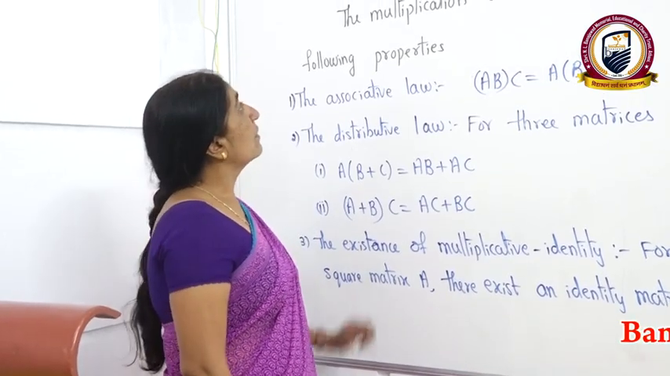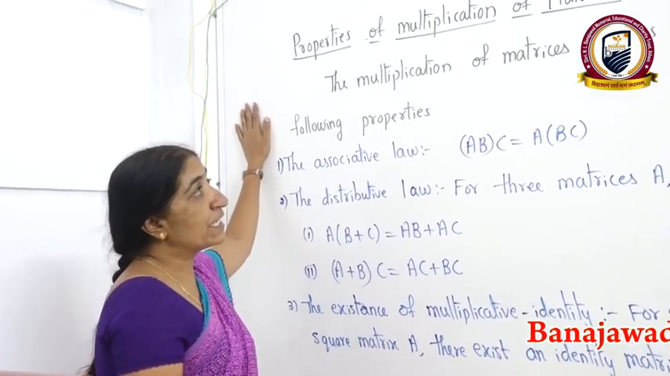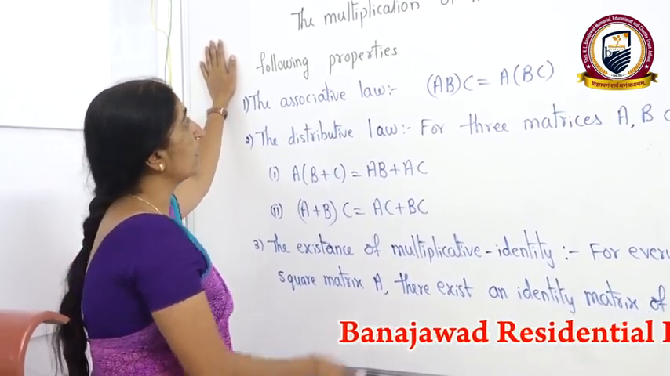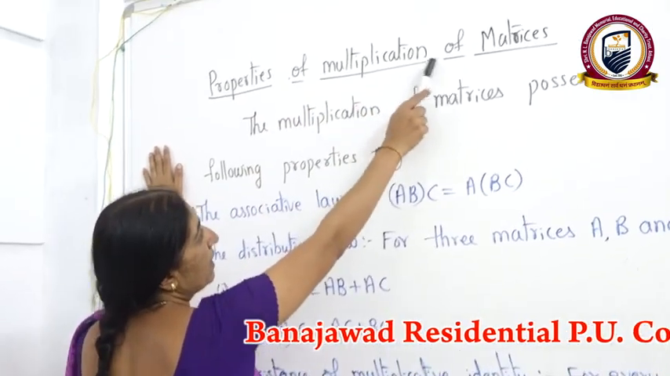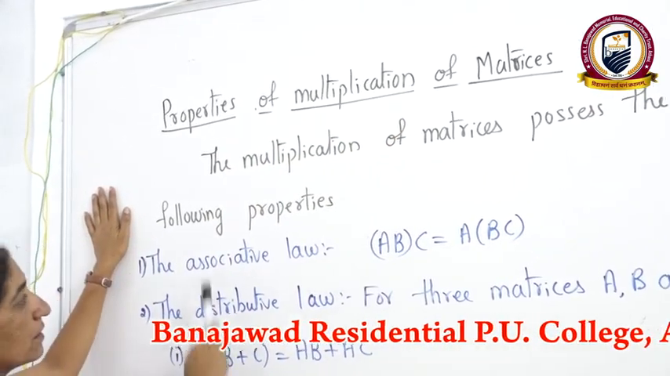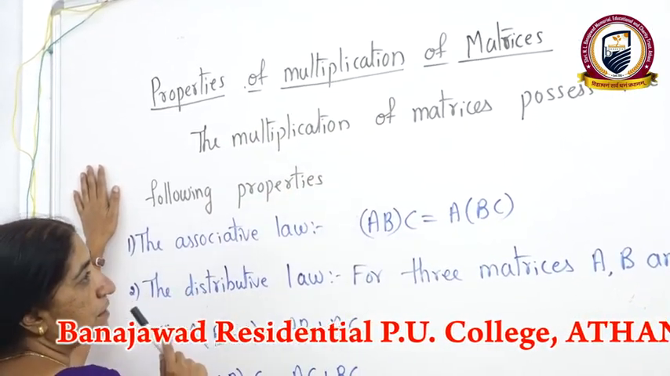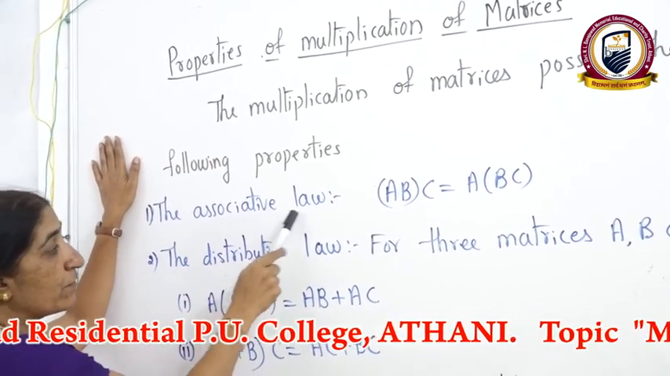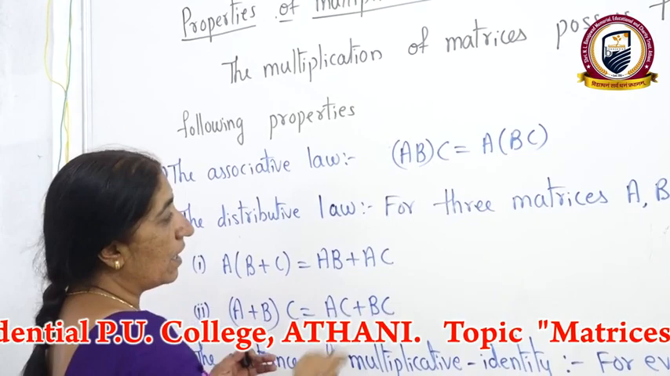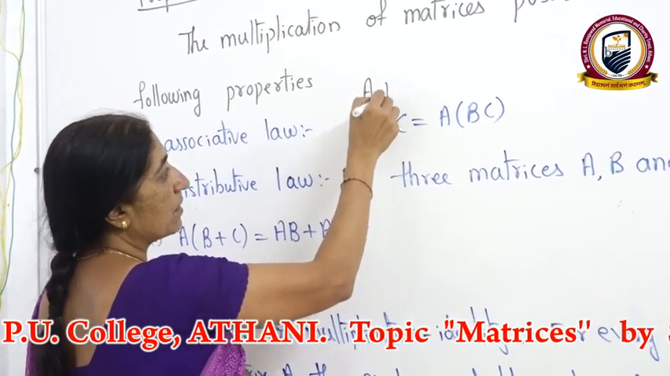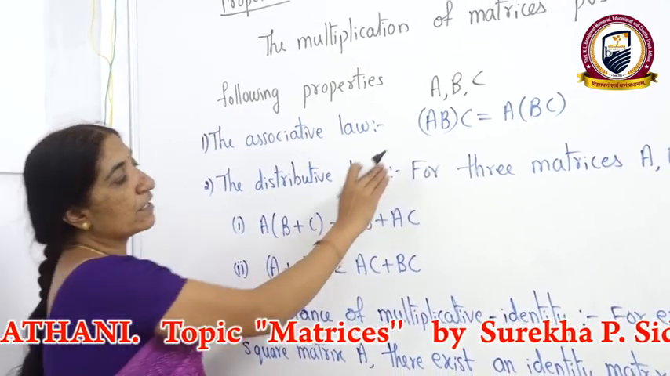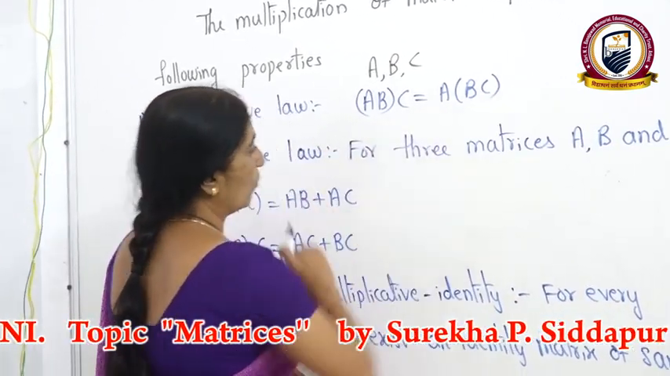See students, we have already completed the multiplication of matrices. After completing that, here I am explaining the properties of multiplication of matrices. The multiplication of matrices has the following properties. The associative law: if A, B, C are any three matrices, then they satisfy this property.